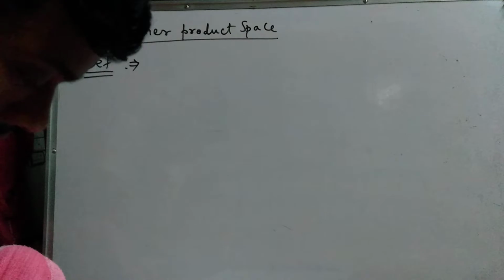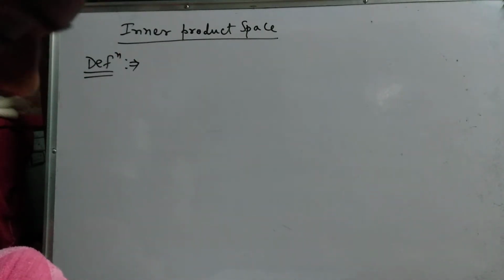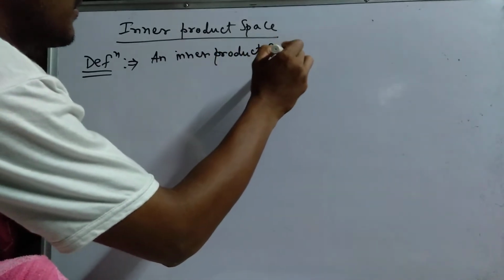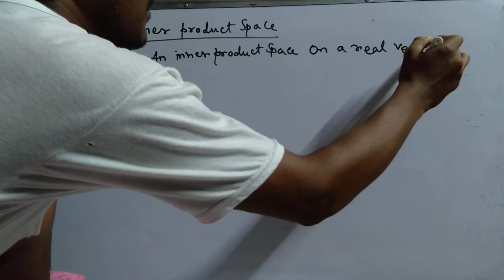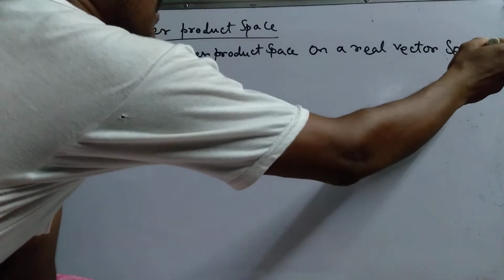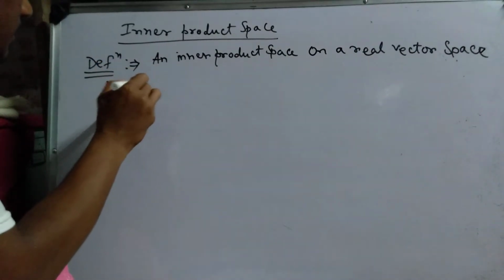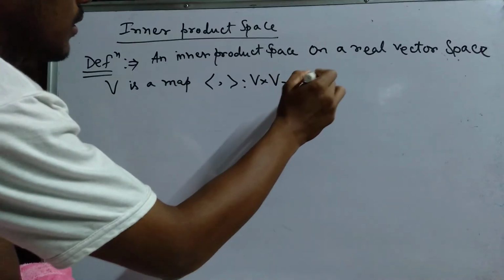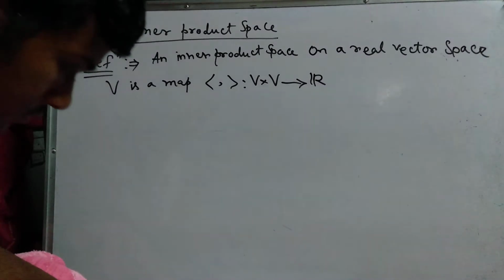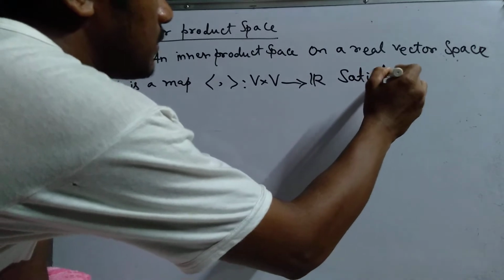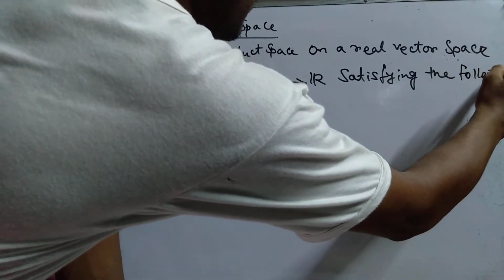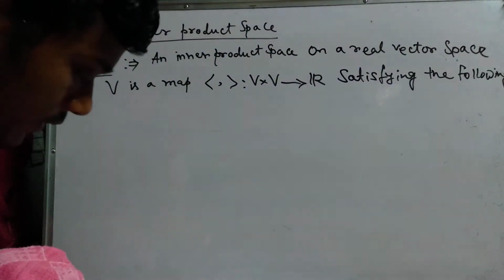Definition: an inner product space on a real vector space V is a map V cross V to R satisfying the following properties.